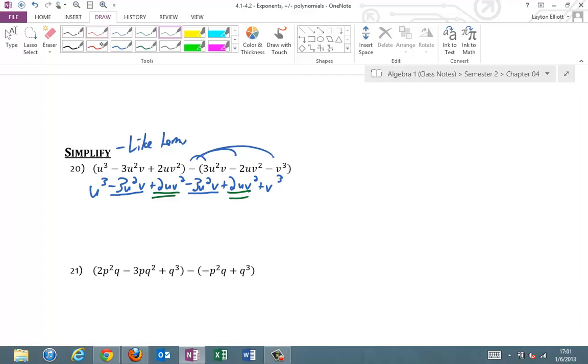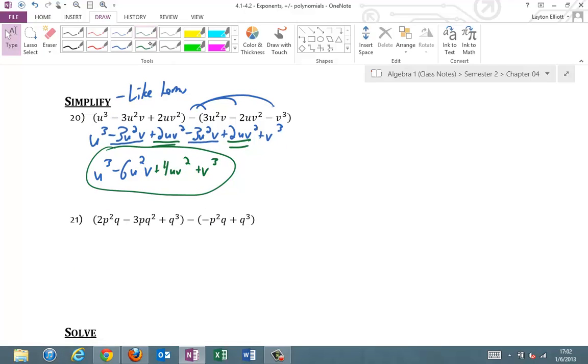Be really careful. Check your coefficients, check your negatives. We end up with u cubed. Negative 3 plus negative 3 is negative 6u squared v. Then we end up with plus 4uv squared. And then finally, plus v cubed. And that's my final.